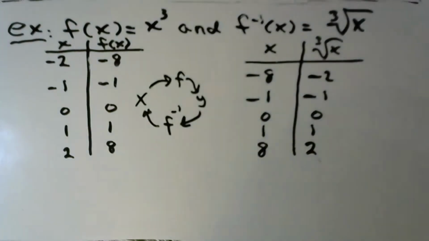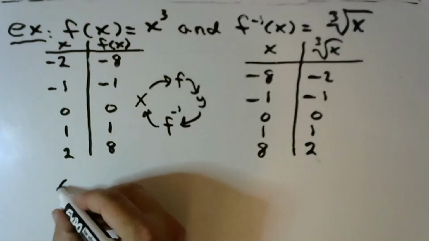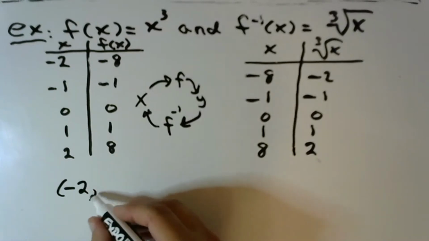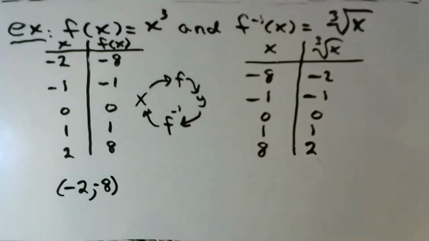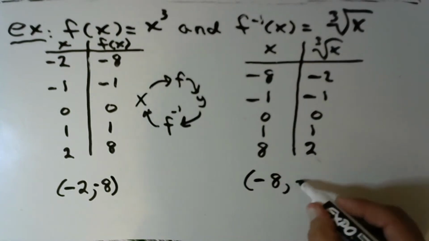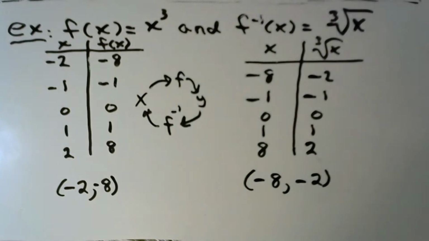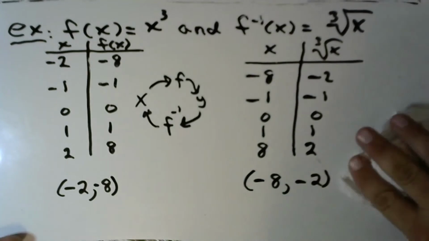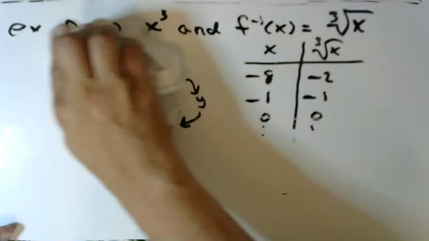So what this means is this. Let's say you have the ordered pair -2, -8 for f. Well, that means the inverse will have the ordered pair -8, -2. So the coordinates switch. In this case, x is now y, and y is now x. So this has an important graphical consequence.